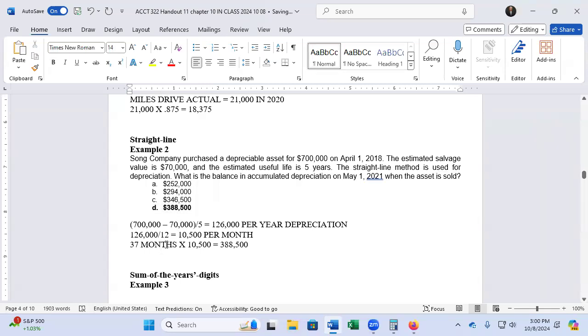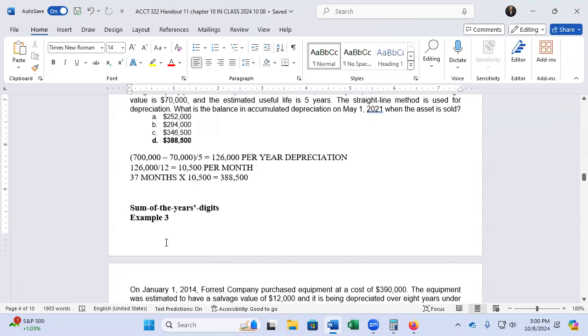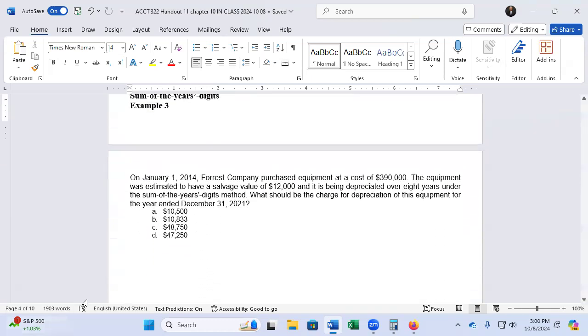Any questions there? Okay, let's look at the sum of the years digits. You guys read that one and I'll walk through it. Give you a few seconds.